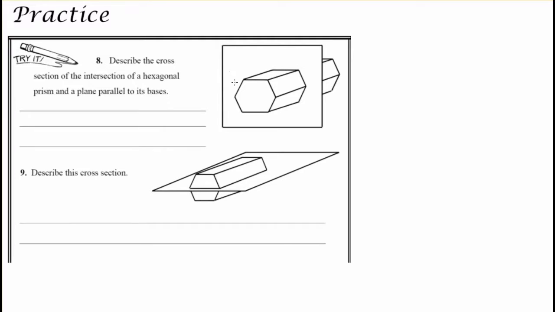But let's do a few practice problems, including some of the practice problems from your own packet. So we want to describe the cross section of the intersection of this hexagonal prism and a plane parallel to its base. Because the plane is parallel to its base, the cross section of that intersection will end up being a hexagon as well. The base of the prism is a hexagon, so the cross section is a hexagon. This time around, the plane is not parallel to the base, and instead it's perpendicular, so the cross section would end up also being a rectangle.